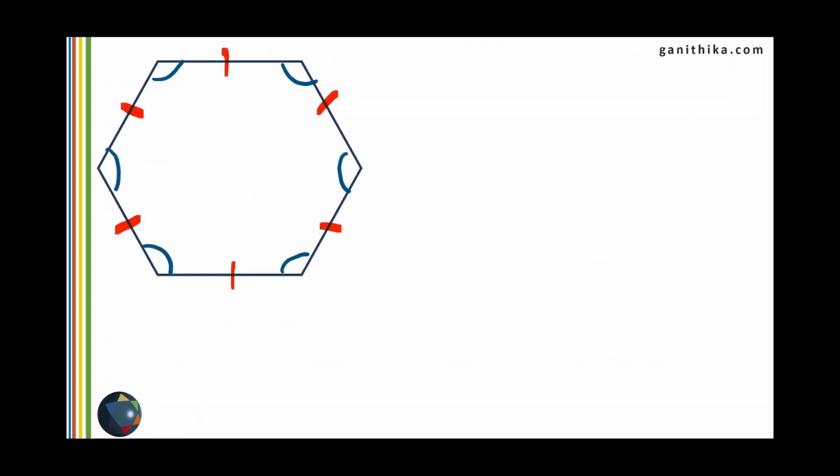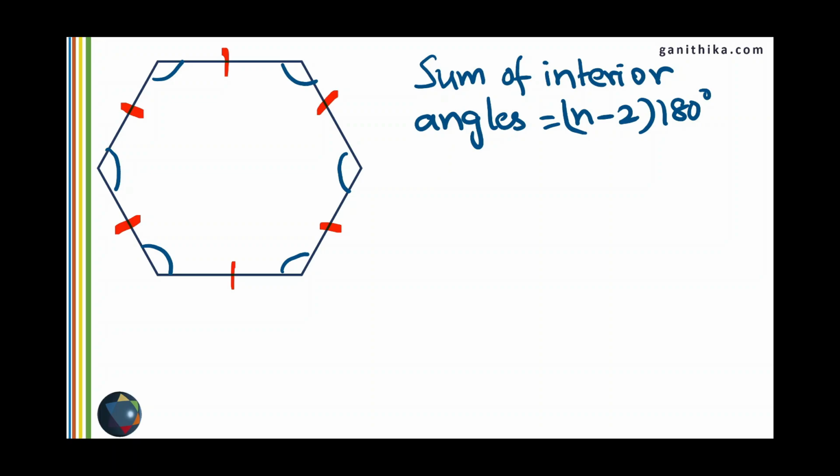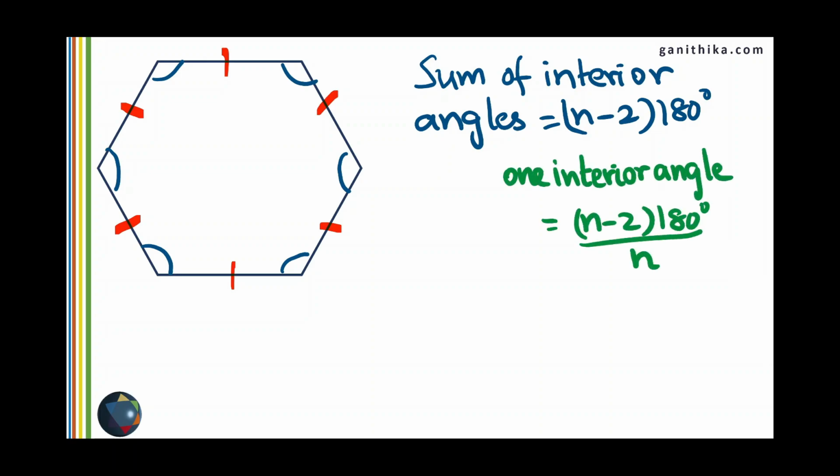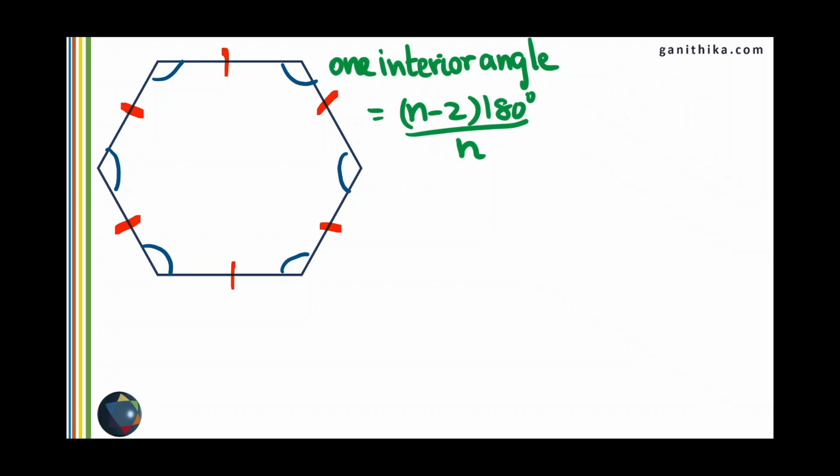Let's consider a polygon of n sides. Let's consider this polygon as a regular polygon. A regular polygon is one where the sides are equal and therefore the interior angles are also equal. We know that the sum of interior angles of a polygon is n minus 2 times 180 degrees. Since this is a regular polygon, this can be divided by n to get one interior angle. Because there are n sides, dividing the sum of the interior angles by n, you will get the value for one interior angle. Therefore, the formula to find one interior angle of a regular polygon is n minus 2 times 180 degrees divided by n.